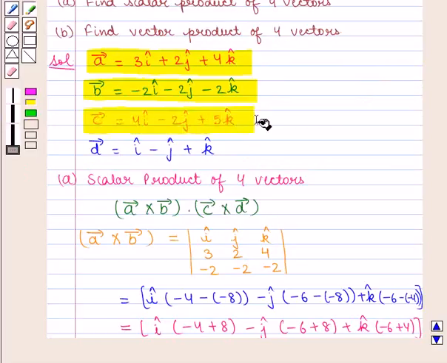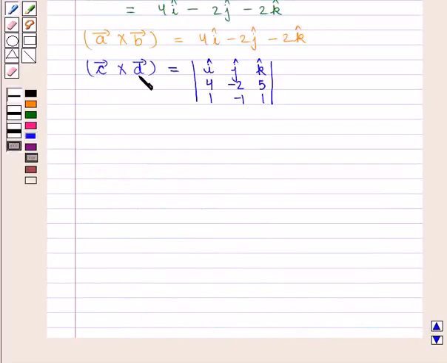Vector C is given by 4i cap minus 2j cap plus 5k cap, and vector D is given by i cap minus j cap plus k cap. Cross product of vector C and vector D is given by the determinant of vector C and D, which is equal to i cap into minus 2 into 1, that is minus 2, minus of minus 1 into 5, that is minus 5, minus j cap into 4 into 1, that is 4, minus of 1 into 5, that is 5, plus k cap into 4 into minus 1, that is minus 4, minus of 1 into minus 2, that is minus 2.